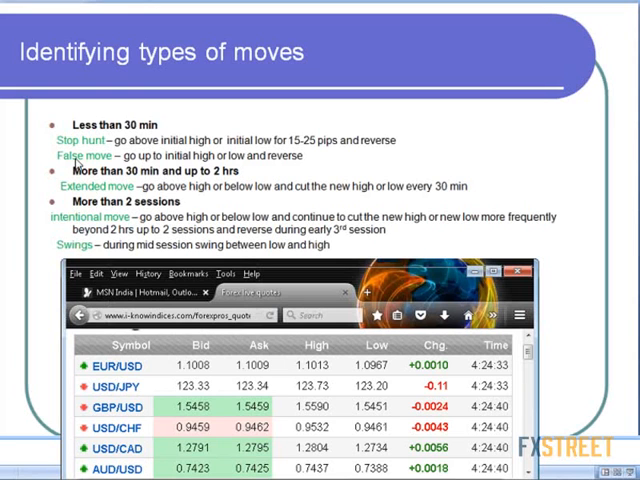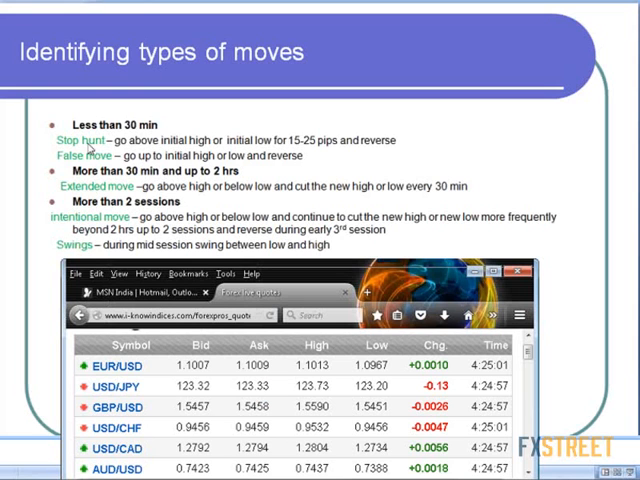So we need to identify the type of moves they are doing. All quick moves are false moves in the market. Understand it. So when they make a quick rise or a quick drop, that means it is a false move. The opposite, where they do it slowly, is an intentional move. So if you understand that, then you will find you are in a position to earn money from the market.